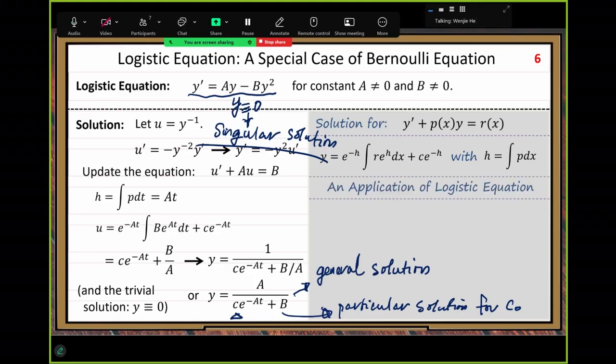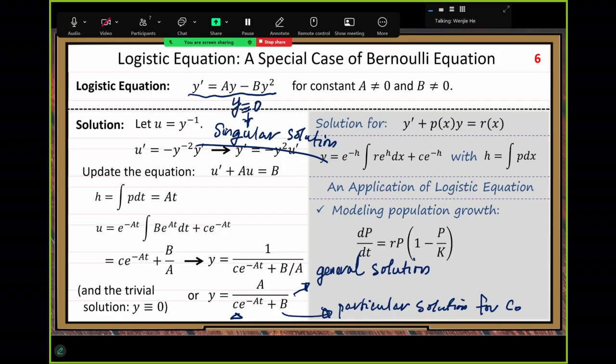An application of logistic equation. This logistic equation has some very special, important application in the real world. So what's that? Modeling population growth. Population of animal, of human, okay? We use this logistic equation as the model.